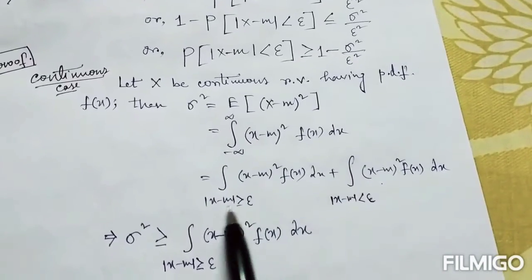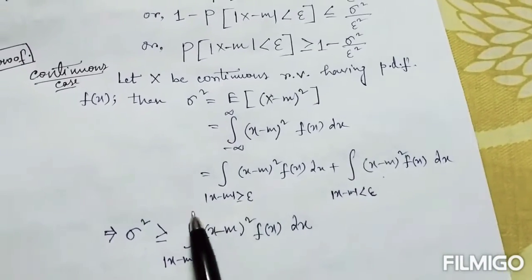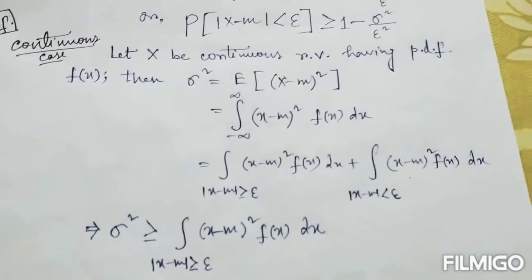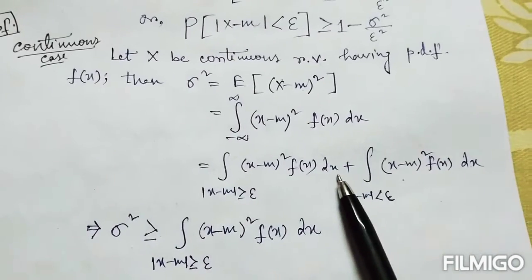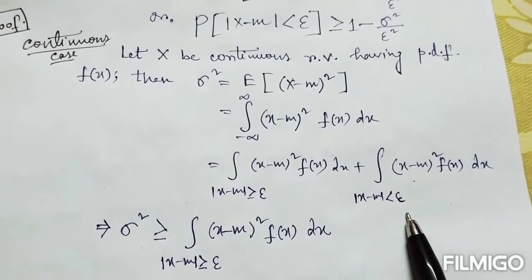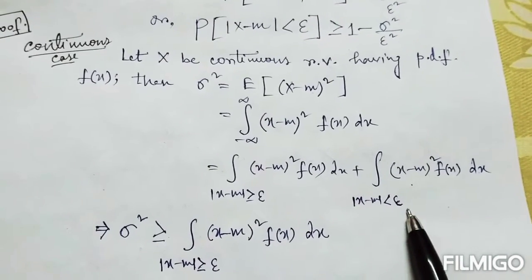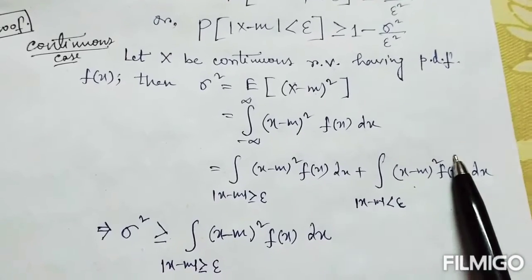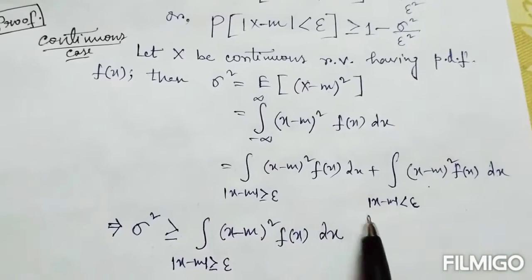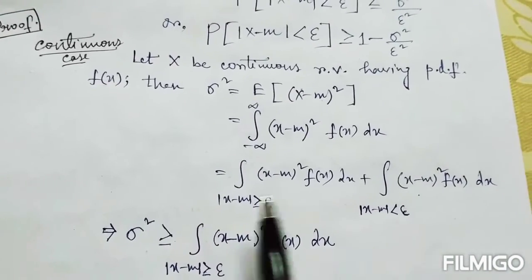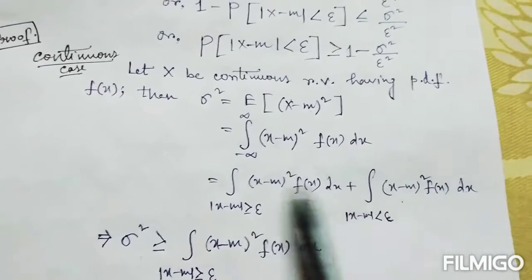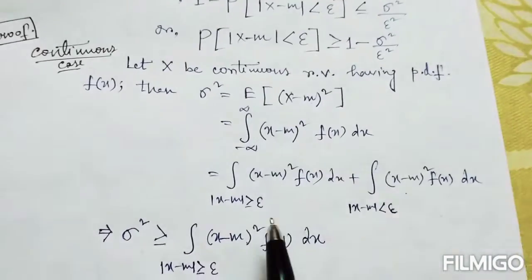This can be written as integration over mod x minus m greater equals to epsilon of x minus m the whole square into fx dx, plus integration over modulus x minus m less than epsilon of x minus m the whole square fx dx. The first is x minus m greater equals to epsilon, and the second is x minus m less than epsilon. That is, it covers all the area, that is minus infinity to infinity.